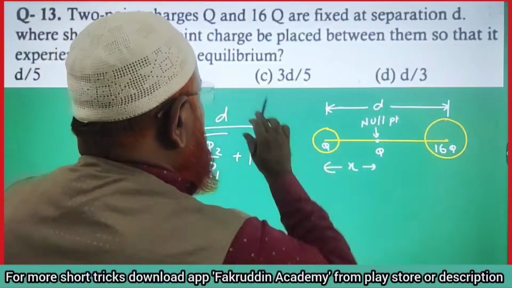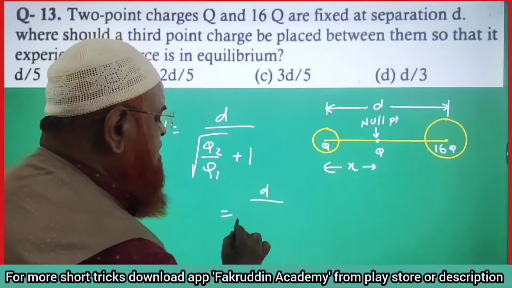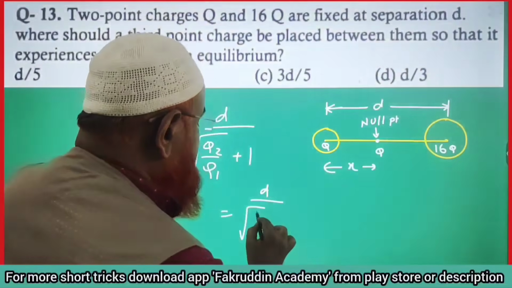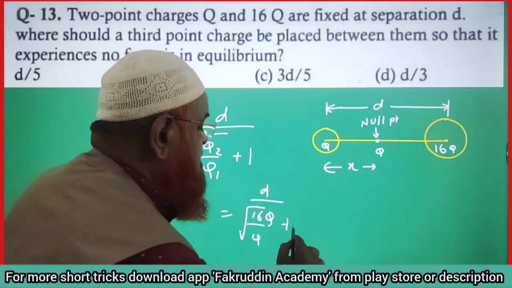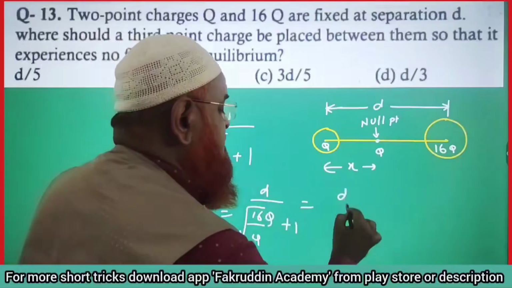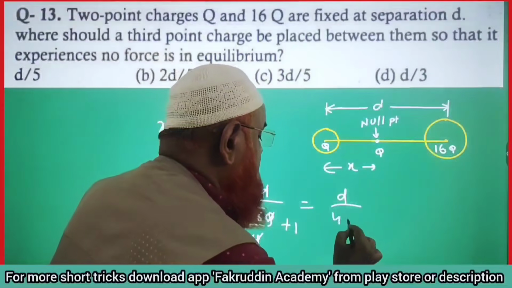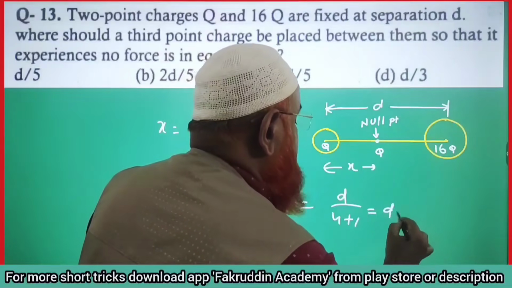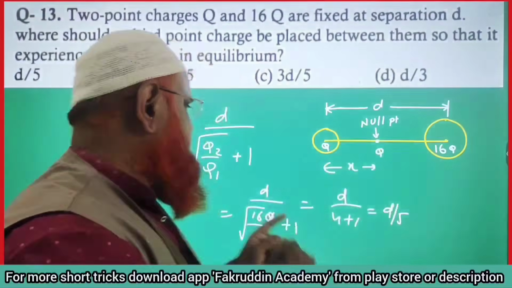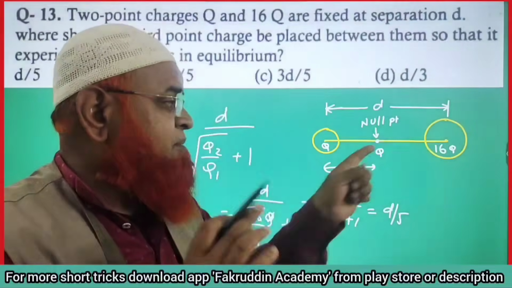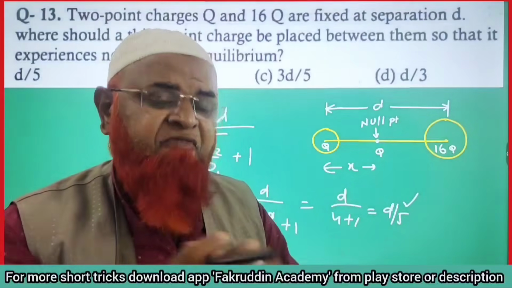What is the distance? The distance between the two charges is going to be d. And what is q2? q2 is nothing but 16q, and q1 is nothing but q, and this is going to be plus 1. Then your answer is going to be d. This q gets cancelled. Root 16 is going to be 4, plus 1. So your answer is going to be d by 5. So from the smaller charge, this is the formula applied to get the neutral point, and that is going to be d by 5.